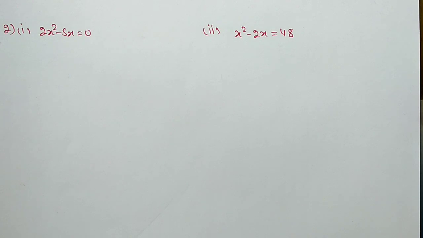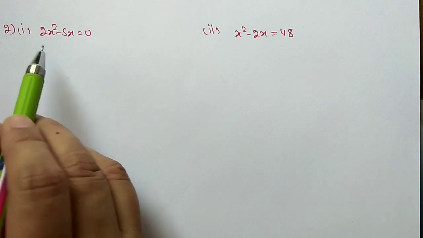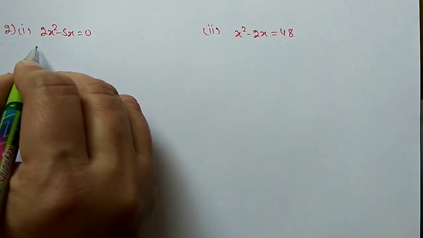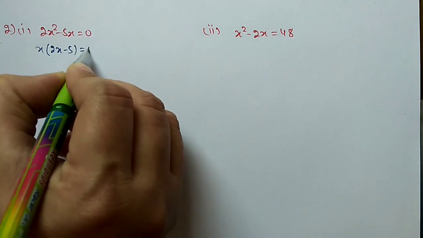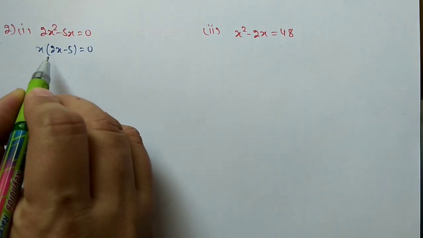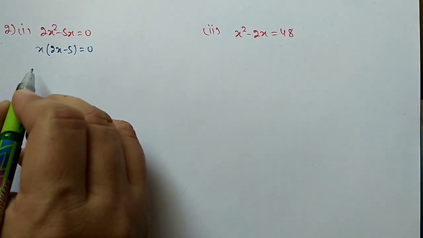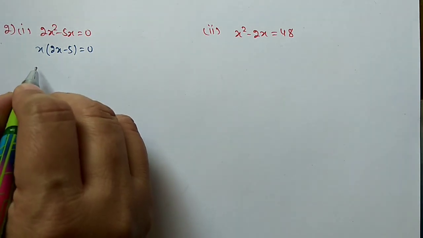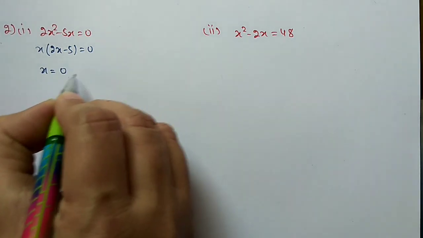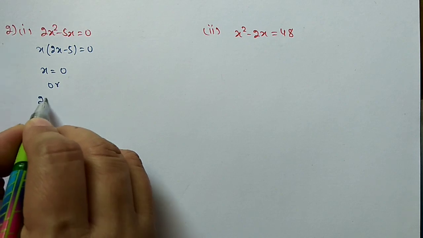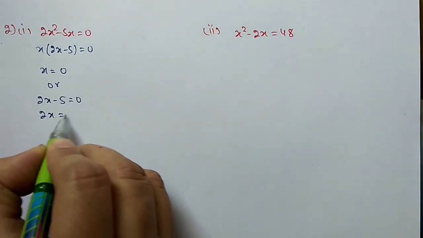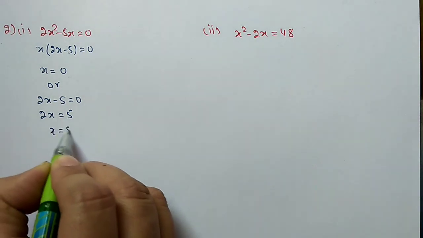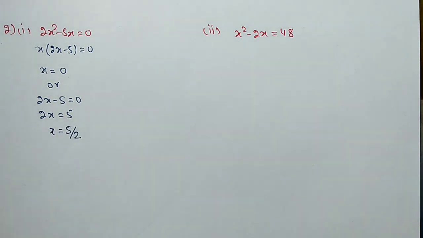Next question number 2, first part, 2x square minus 5x equal to 0. So here from these we can take x common, then inside the bracket 2x minus 5 will be there. So maybe this x is 0 or this second bracket is 0. So answer will be x equal to 0 or 2x minus 5 equal to 0. So 2x is equal to 5, then x value will be 5 by 2.